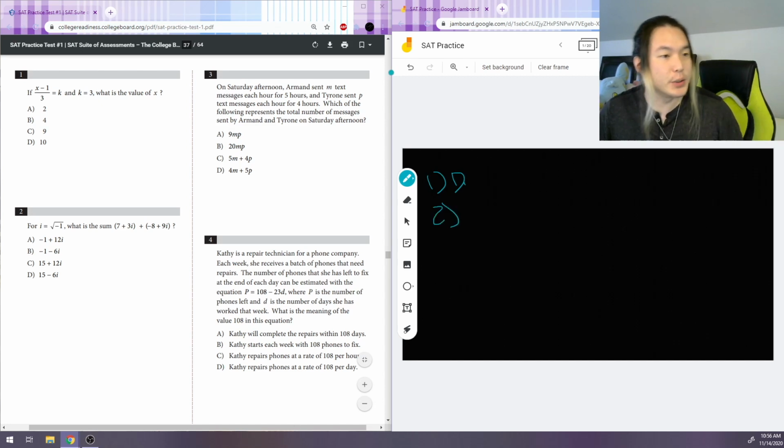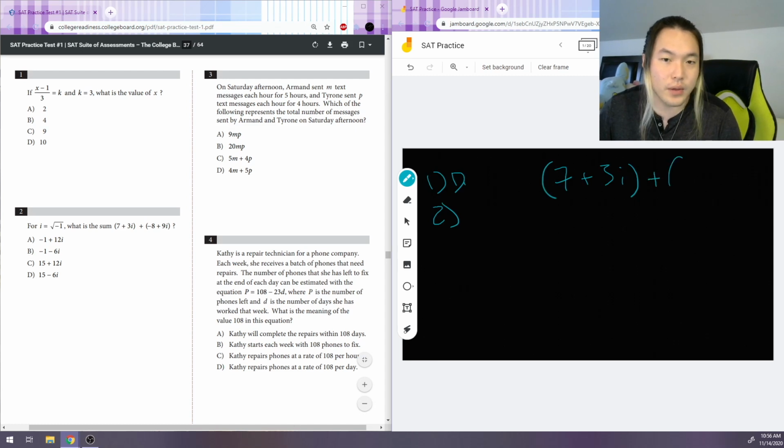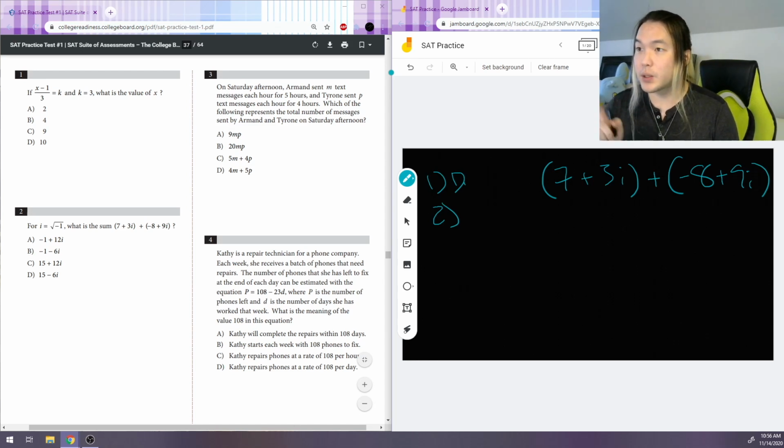Okay, number 2. Here we have i equals root negative 1. What is the sum of 7 plus 3i plus negative 8 plus 9i? In the SAT, I like to tell my students that you can treat i just like you treat x. The only difference, especially in the SAT, is that i squared will equal negative 1, because the root and the square cancel out, right?